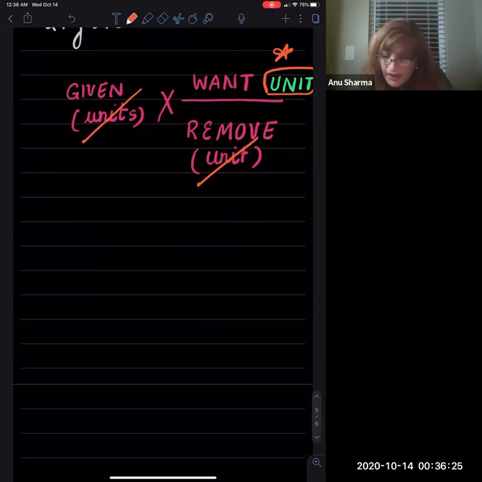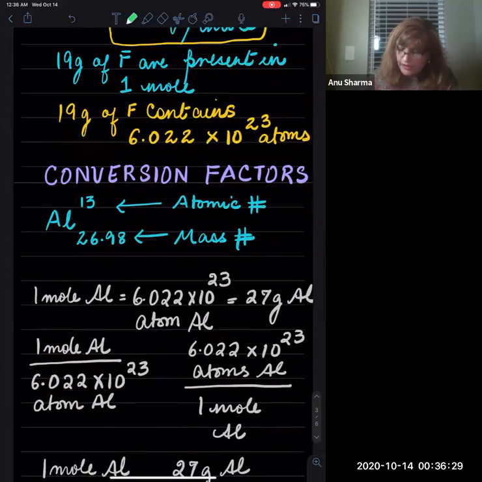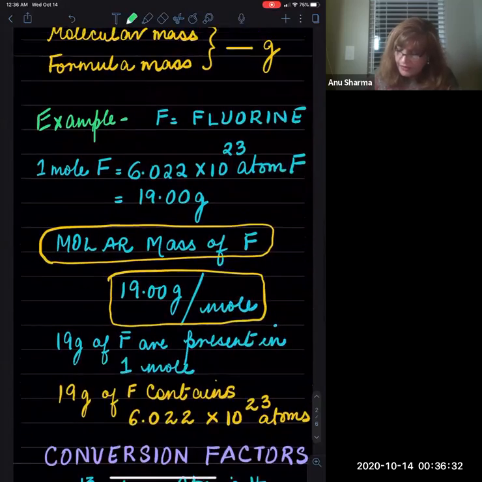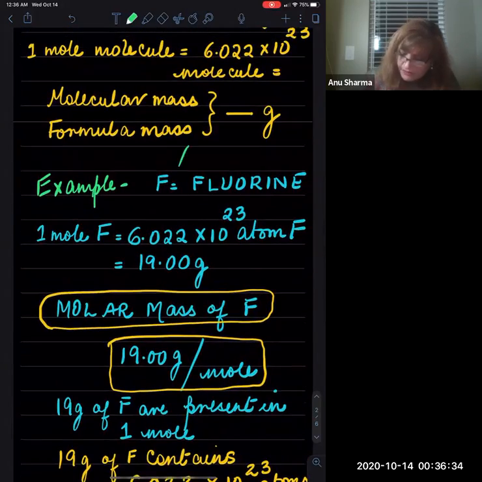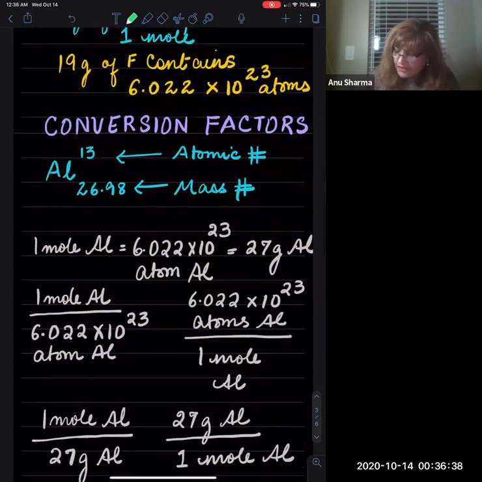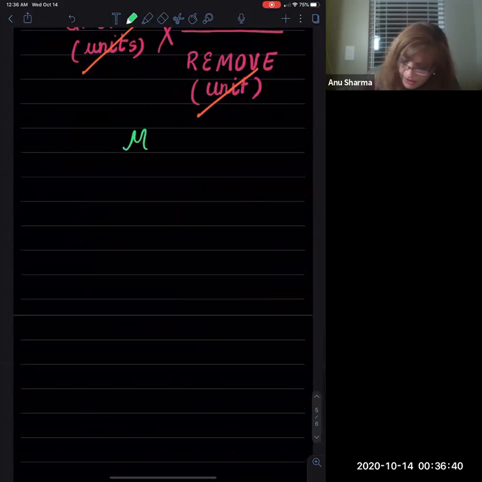So this is basically used, that's why these are conversion factors, because these are used to convert. Now we are going to look at the terms. This was the situation with the example of fluorine, where we looked at atoms. Now let's look at molecules. So in molecules, how do the moles come out to be?